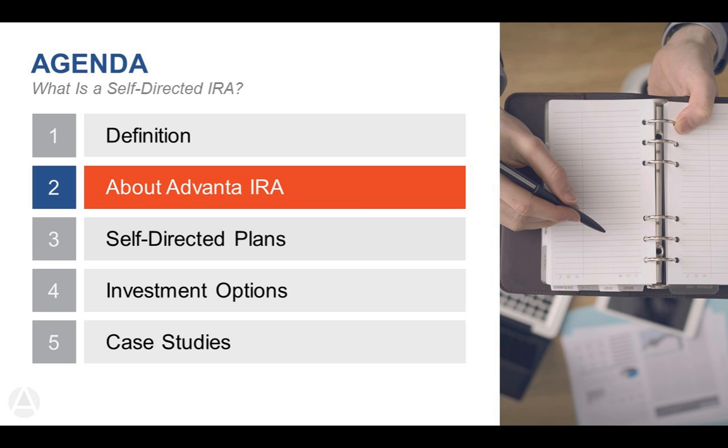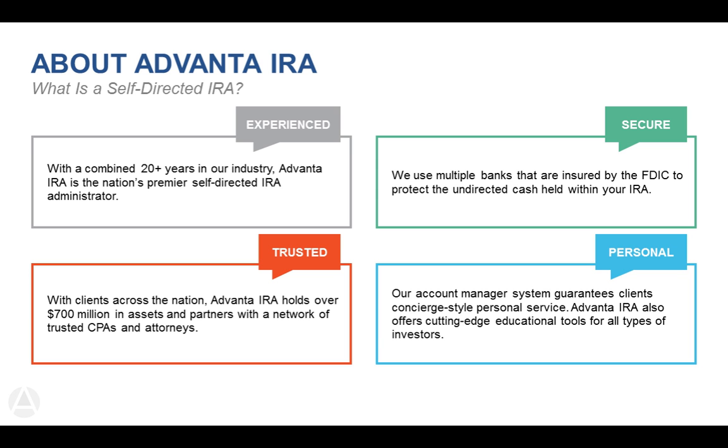A little bit about Advanta IRA. We are a very experienced company with over 20 plus years of investment experience in the self-directed IRA realm. We have been operating out of Largo, Florida since 2004. We have many clients that are with us, and currently we manage over $700 million in assets for our network of clients, as well as working with a network of trusted CPAs and attorneys.